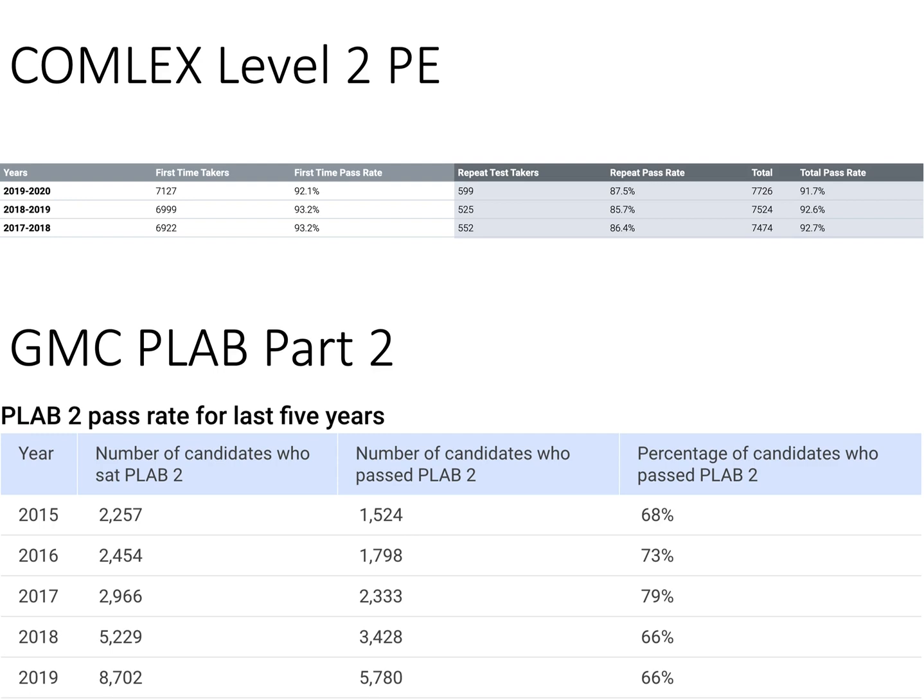Taking a look at the COMLEX Level 2 PE, we see in 2017 the pass rate was 92.7%, and in 2019 the pass rate was 91.7%, a decline of 1%. For the GMC UK PLAB Part II in 2005, the pass rate was 68%, and in the most recent years, 2018 and 2019, the pass rate was 66%, a decline of 2%. So we see across the board, OSCEs have a decreasing pass rate.